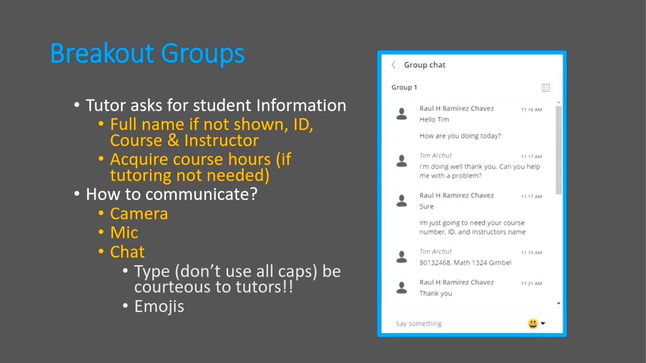Okay, so once you are moved to a breakout group with a tutor, the tutor that will be helping you will ask for information. If for some reason you did not type your name correctly when you joined the session, the tutor will ask for your full name again, also your student EPCC ID number, and the course that you will be working on, as well as the name of the instructor for that class. The method of communication inside a breakout group is the same as when you first joined the session. You have the option to use your microphone, your camera, or you can just use the chat.